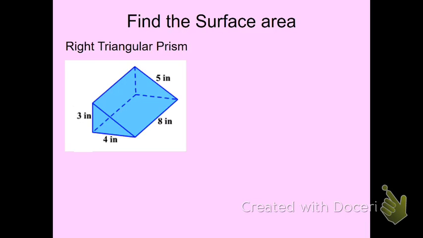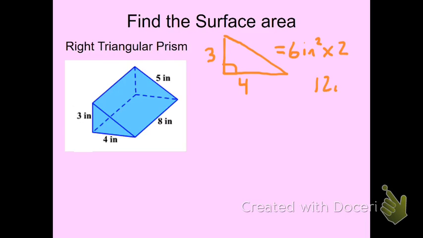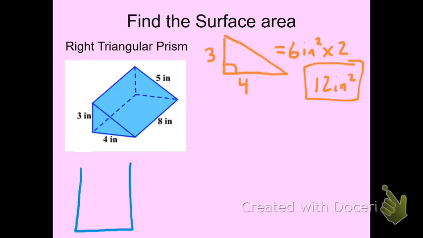So this right triangular prism has two triangles that have a height and base of 3 and 4. So if we do base times height divided by 2, we get that each triangle, each base, has an area of 6 square inches. And there's 2 of them, so just the bases is going to have a total surface area of 12 square inches. Then we have the lateral area, which is everything but the bases. And in the lateral area, we have that big rectangle that's 8 by 5. So that's going to have an area of 40 square inches.